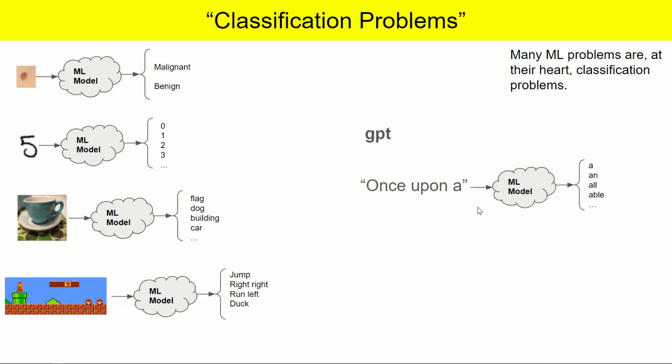So once upon a blank, the next word there's going to be a finite number of possible next words, and there's going to be a best answer, which is time. So this slide is me trying to convince you that the idea of classification shows up in a lot of different places and is a useful thing to be able to do.